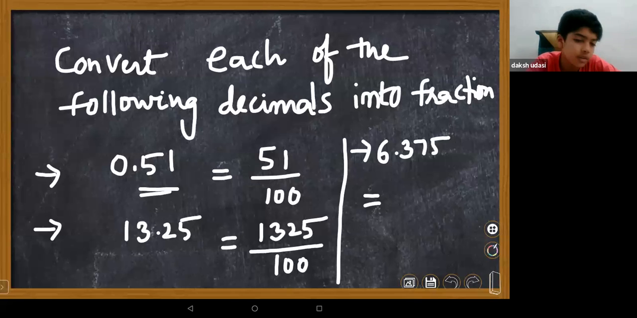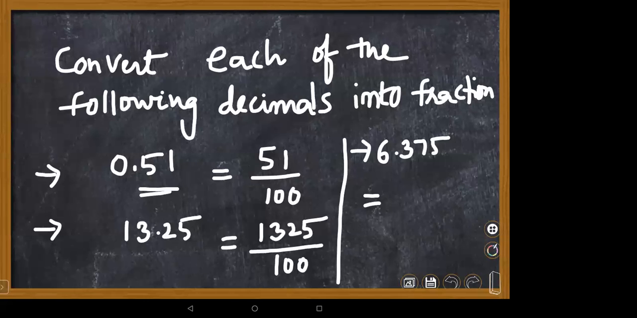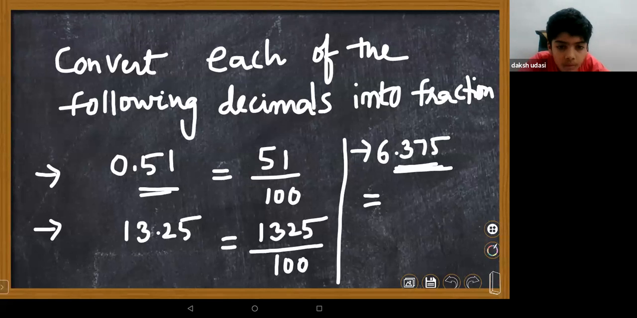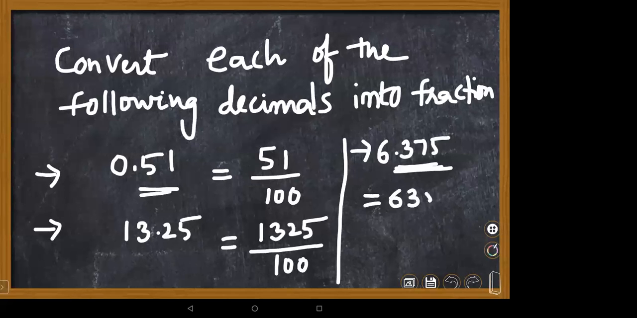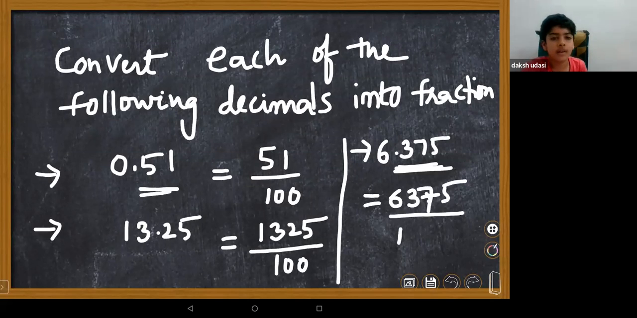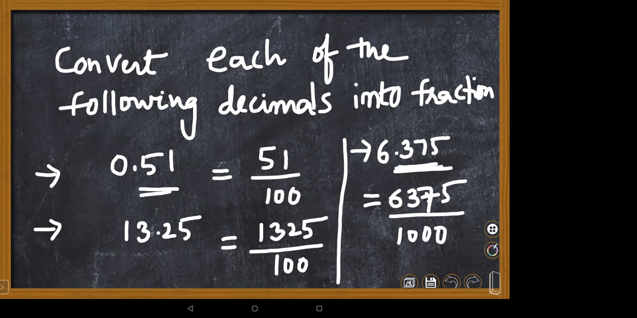6375 by what? Just 6375? No, fraction means numerator and denominator. How many decimal places are there here? Ma'am, 3. So what number will you get in the denominator? Ma'am, in the denominator, we'll get 1000. Yes, this is one way of converting.